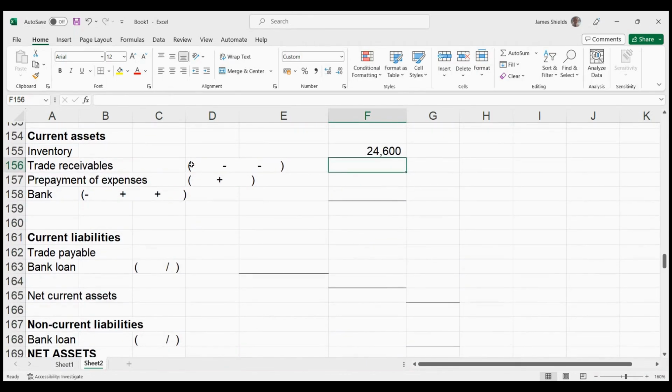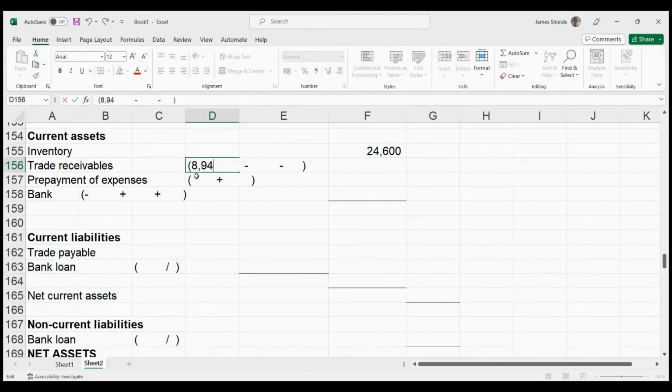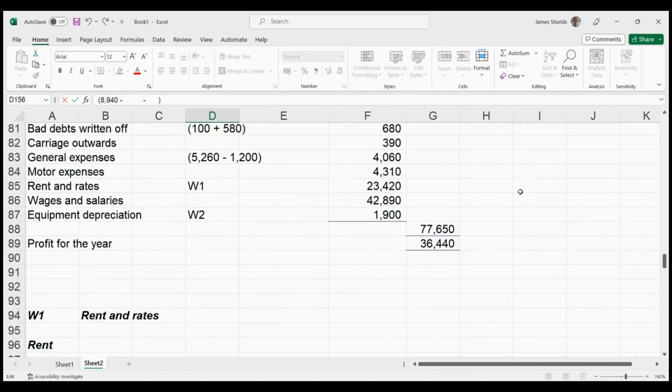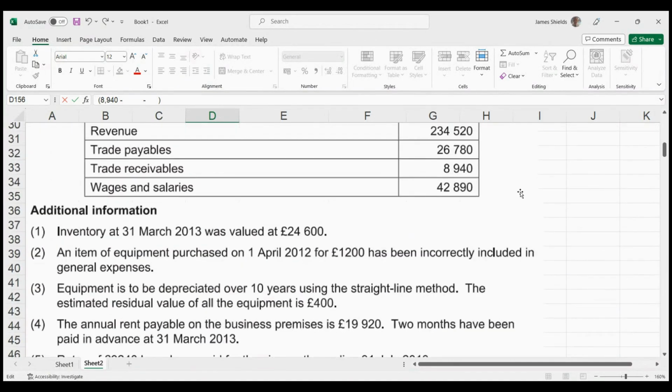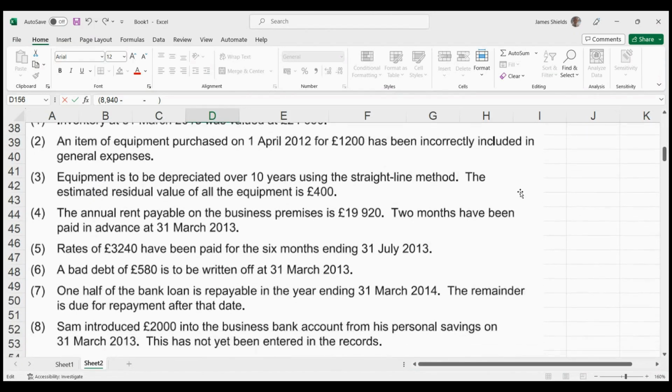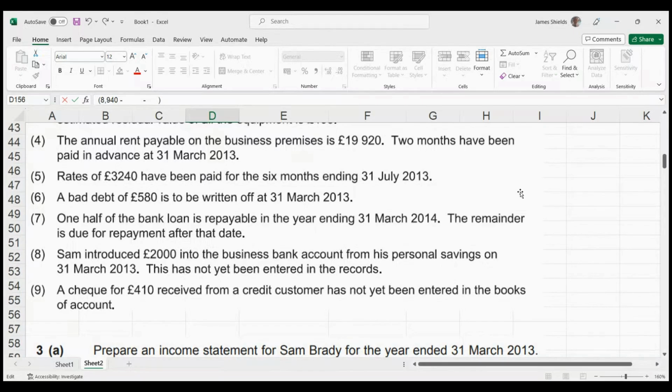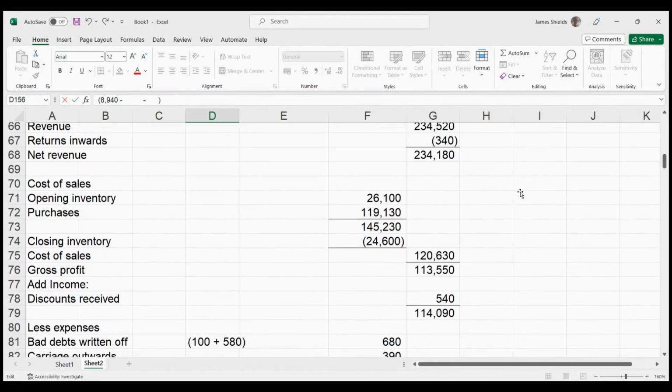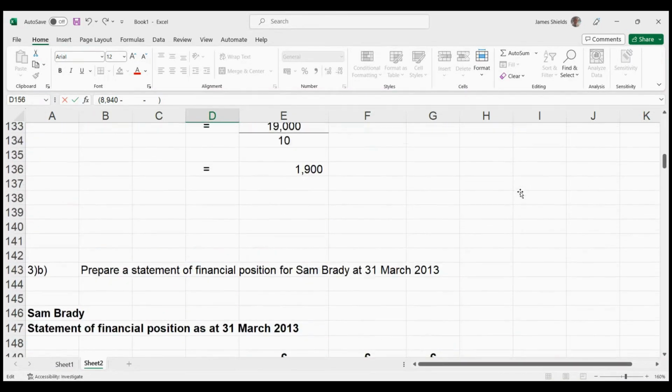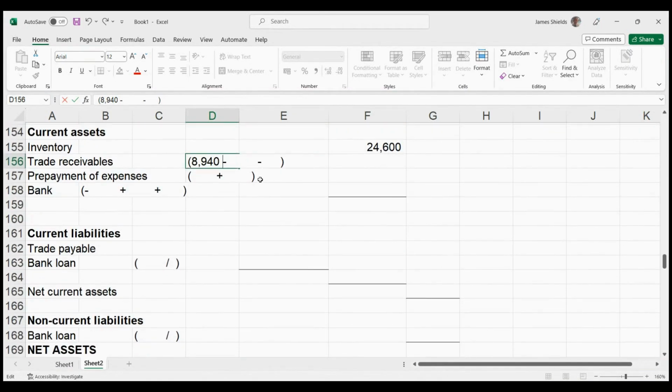Let me put down my workings. So 8,940. I'm going to check that figure, 8,940. That's right. Now, point 6. It says a bad debt of £580 has been written off at the 31st of March 2013. So that money's not going to be coming from the customer. So we've got to take away the £580. We're not going to receive that money.